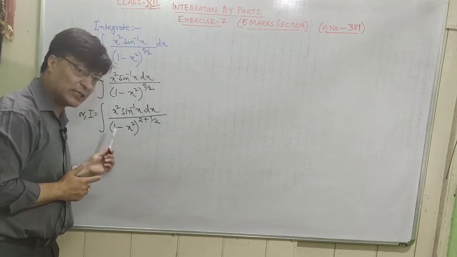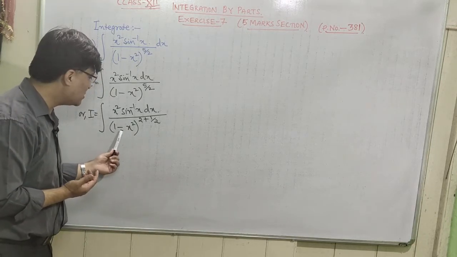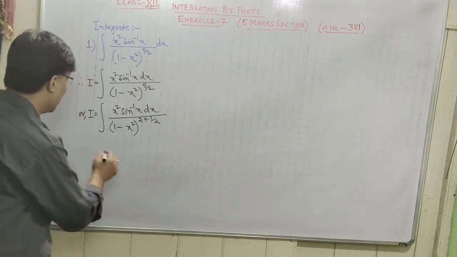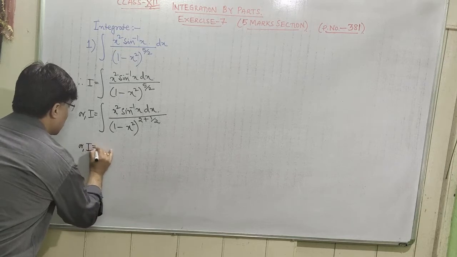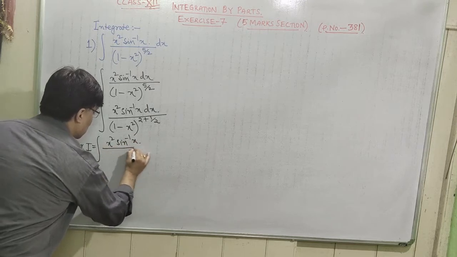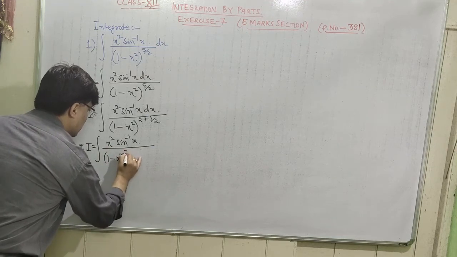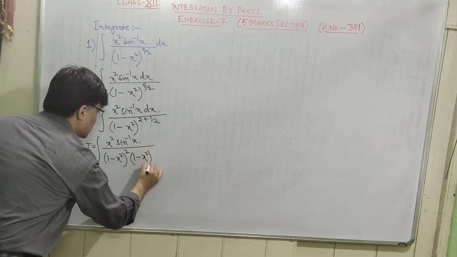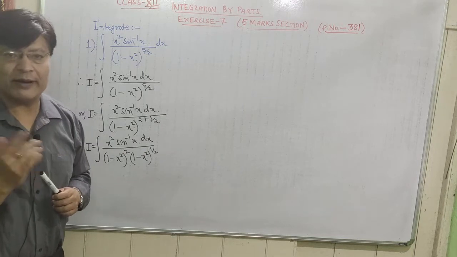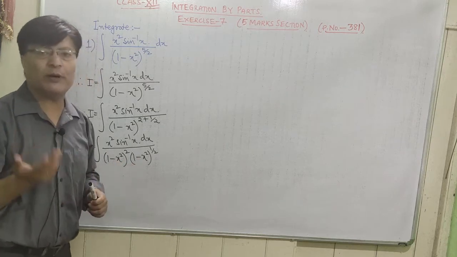So this 5 by 2 is written as 2 plus 1 upon 2. You can break this expression, isn't it? How can we separate this expression? (1 minus x square) whole square into (1 minus x square) whole to the power half. Right? So let us write I is equal to the integration of x square sin inverse x divided by (1 minus x square) whole square, (1 minus x square) whole to the power half, then dx.